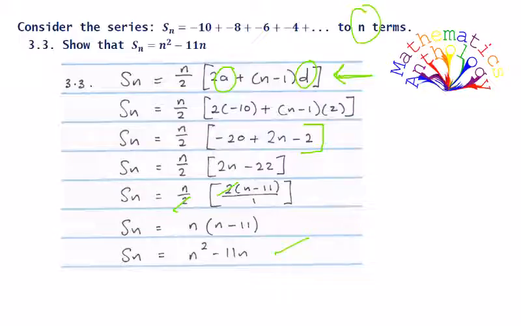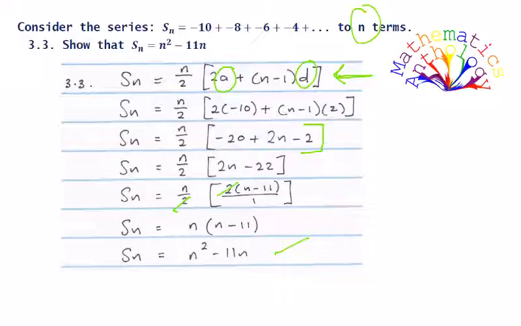All you do here is you substitute your a and your d values again. Your a value being -10 and your d value that we worked out before is 2. So substitute those two values and you'll end up with Sn is equal to n over 2 into 2 into -10 plus n minus 1 into 2. Open those brackets out, you'll end up with Sn is equal to n over 2 into -20 plus 2n minus 2, close that bracket there. Sn is equal to n over 2 into 2n minus 22.